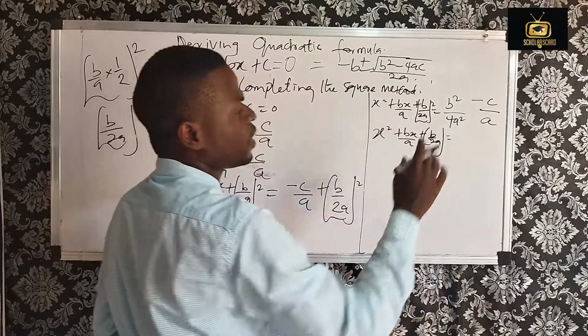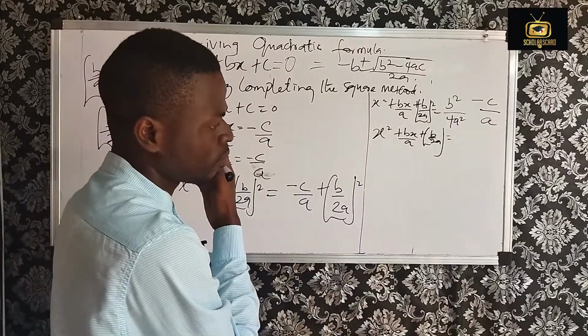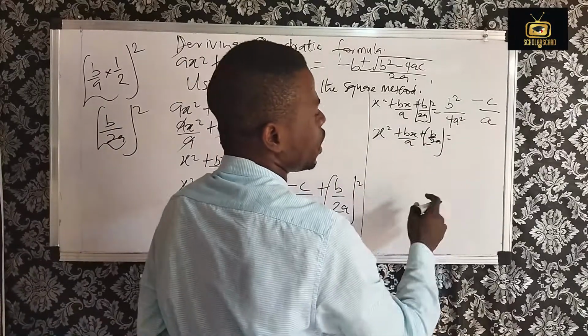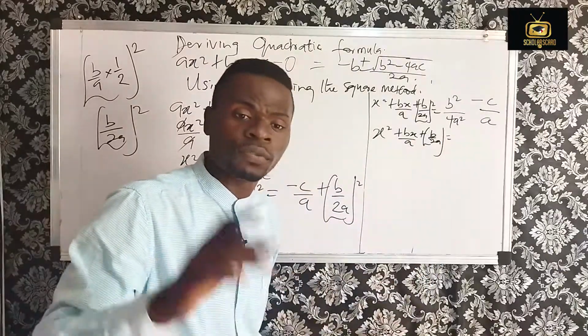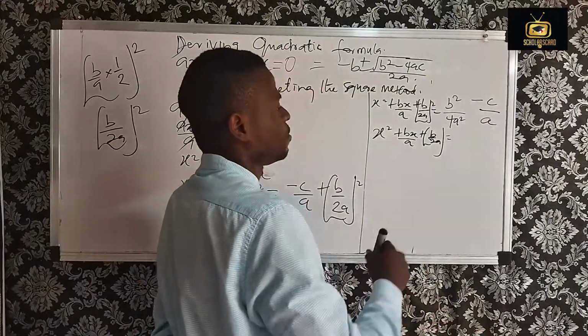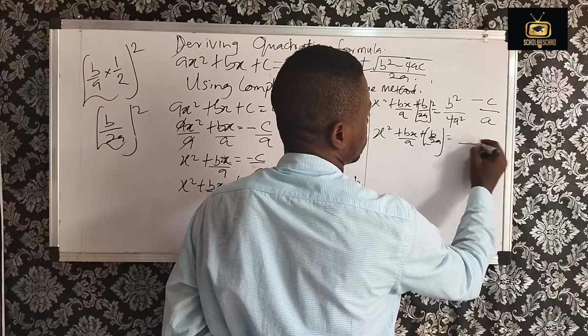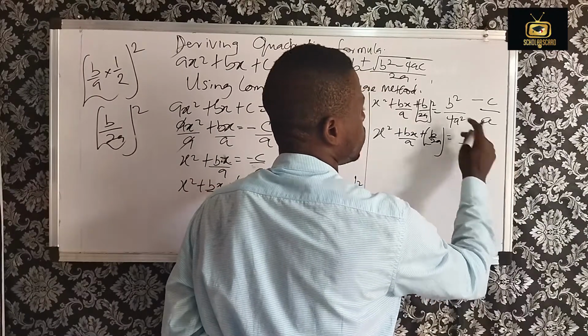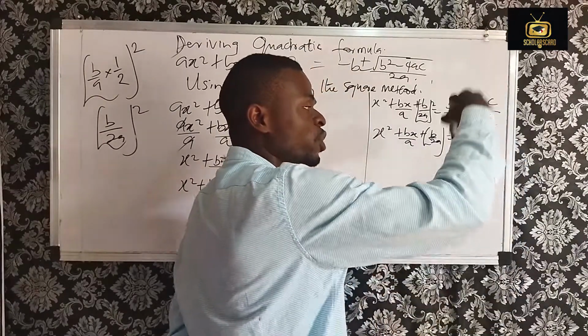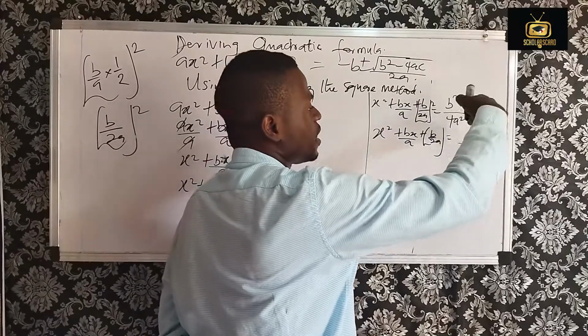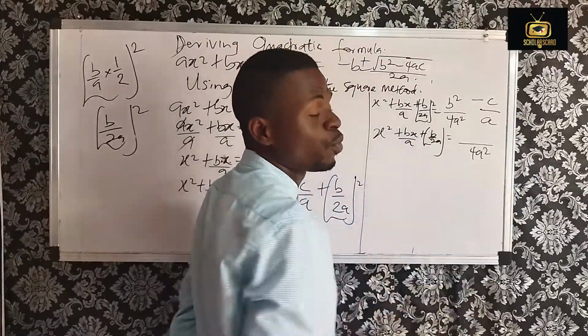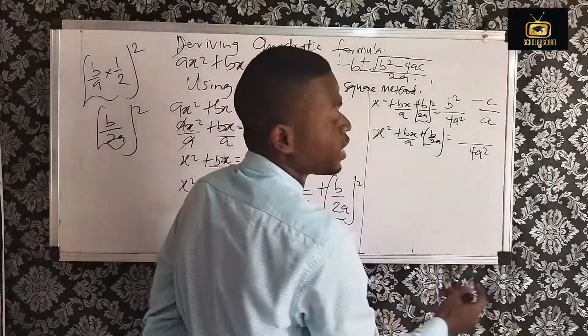You find the LCM of a there. What's the LCM of 4a and a? That's 4a squared. The LCM of 4a squared and a is 4a squared, because we can find a in 4a squared. Now 4a squared and 4a squared give us 1.